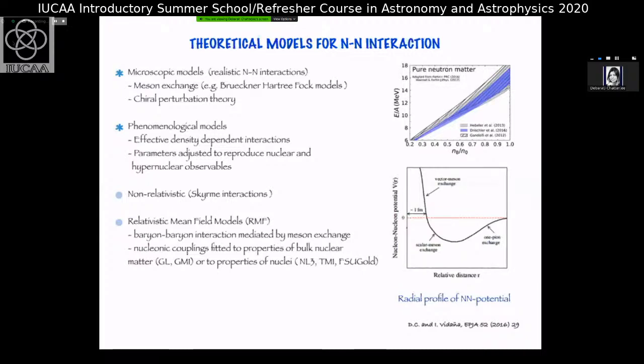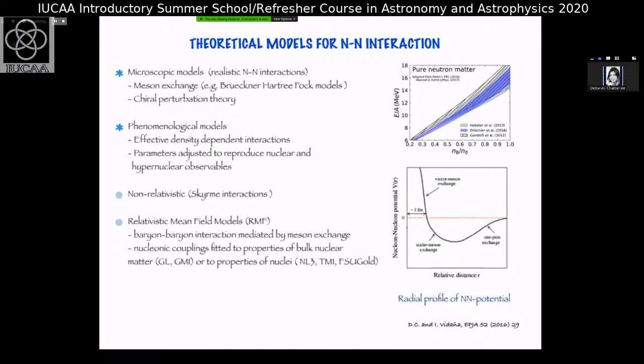The other class of models is called phenomenological models. Phenomenological means that they involve density-dependent interactions, and they have some parameters or couplings. These parameters are adjusted in such a way that they can reproduce the nuclear observables, the nuclear experimental quantities. And of course, there are also classes in such phenomenological models. There are non-relativistic models like Skyrme or Gogny models.